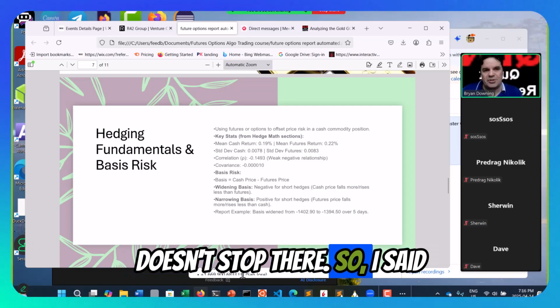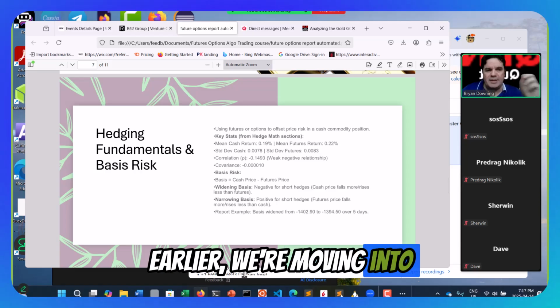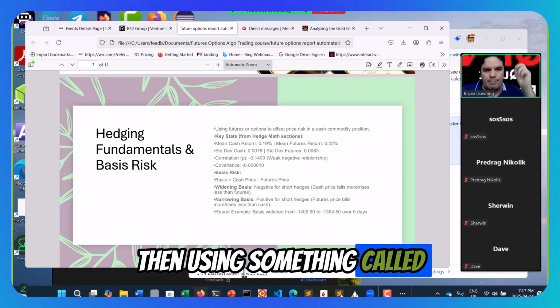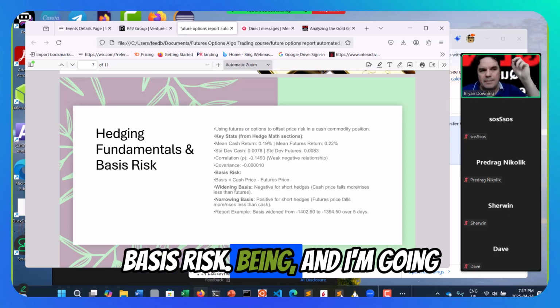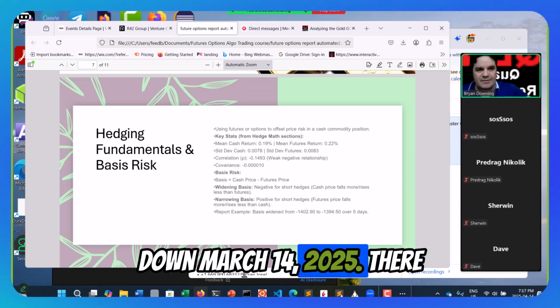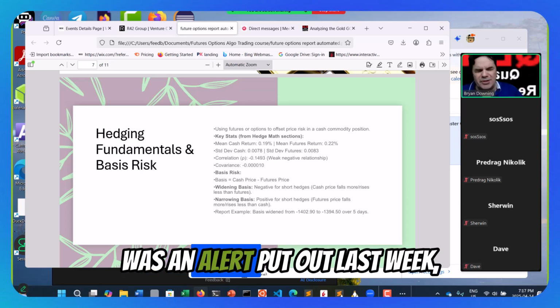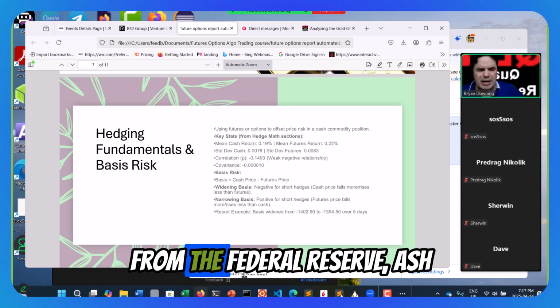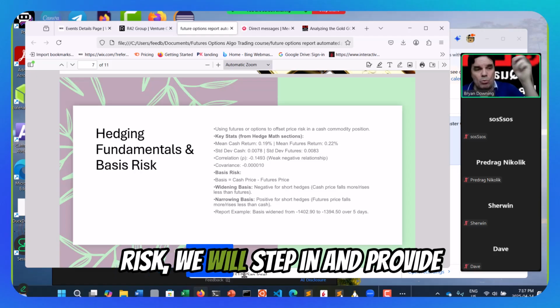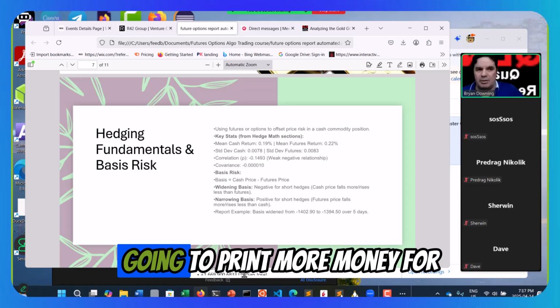As I said earlier, we're moving into hedging and fundamentals, and then using something called basis risk. I'm going to make sure I got my date down: March 14th, 2025. There was an alert put out last week from the Federal Reserve. Cash carry said, if we have liquidity risk, we will step in and provide the liquidity, meaning we're going to print more money for you.